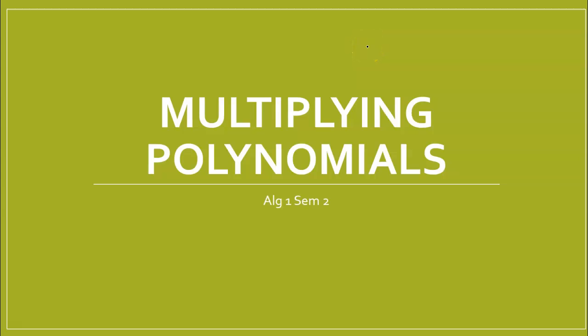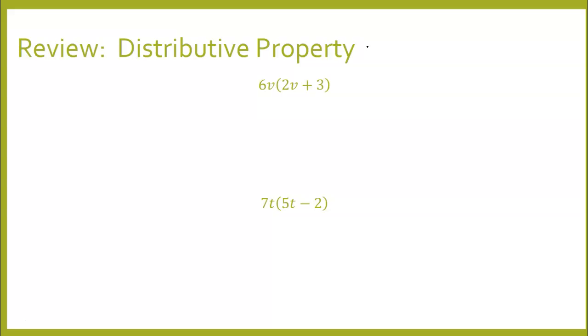Today we're going to learn about multiplying polynomials. Let's start with a review of the distributive property. When we distribute, that means we're going to multiply the term on the outside times both of the terms on the inside. So we essentially are doing 6v times 2v plus 6v times 3.